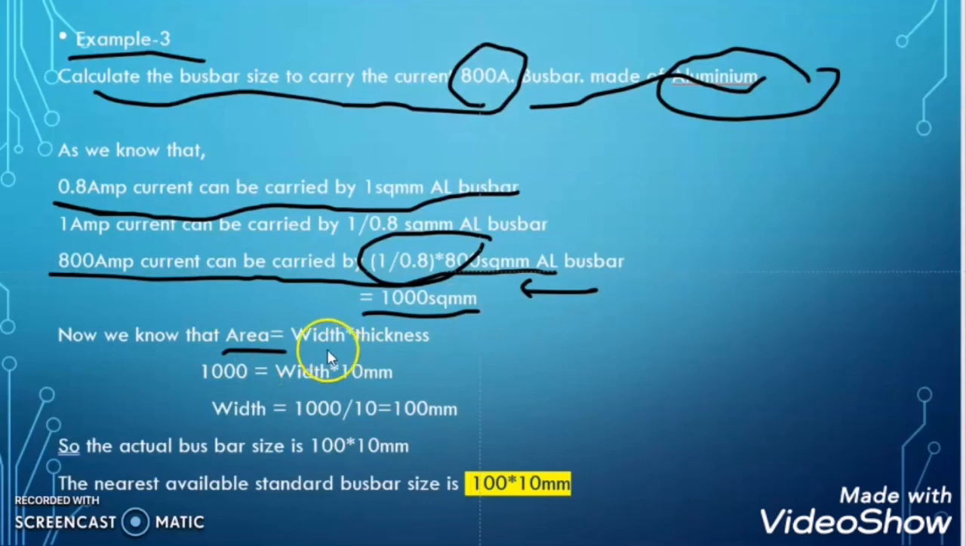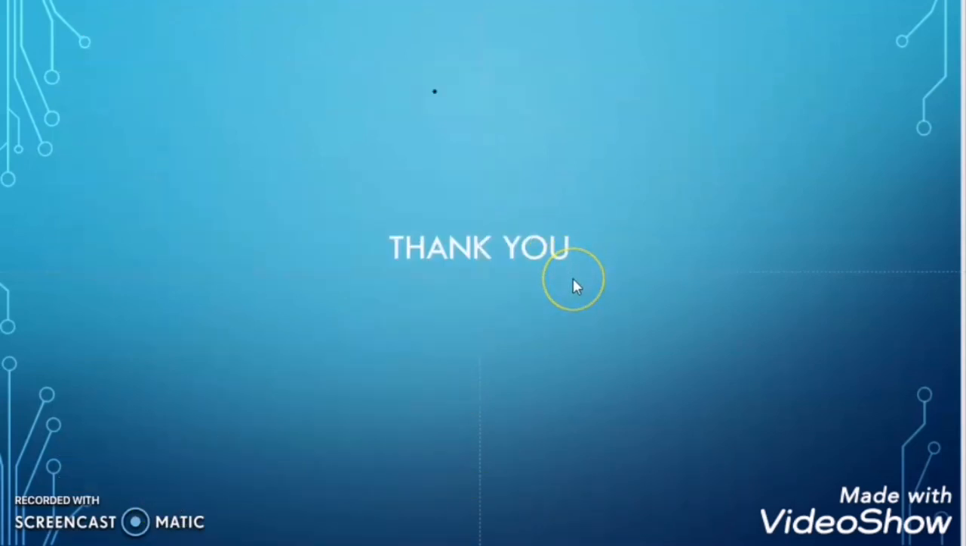As we know, area is equal to width into thickness. We know the thickness is always 10. Area we already know, that is 1000. Then the width is equal to 100. So the actual bus bar size is 100 into 10 mm. The actual and the nearest standard size are the same.